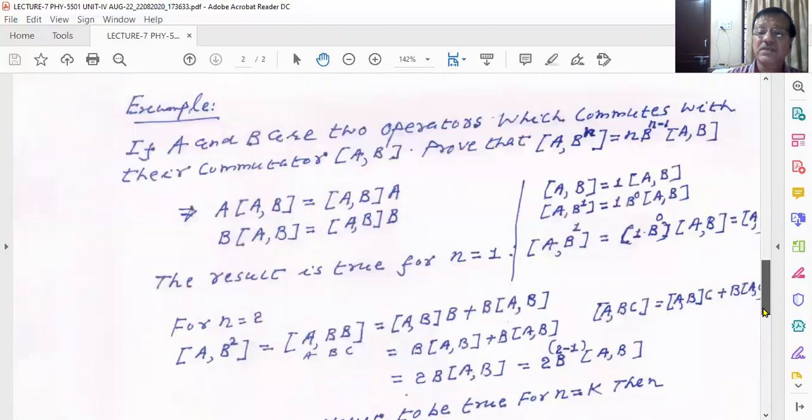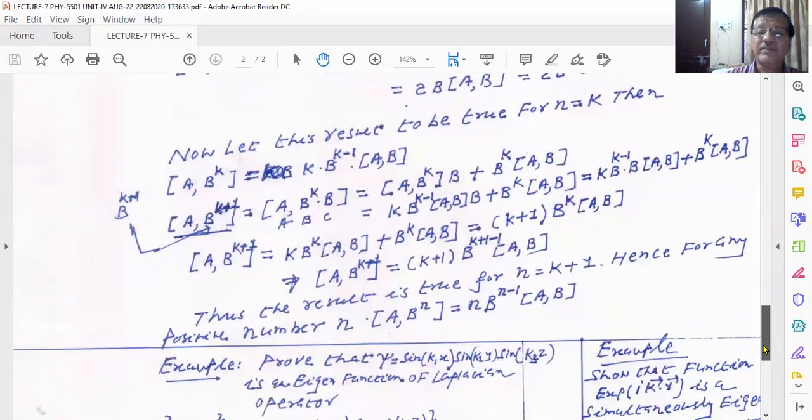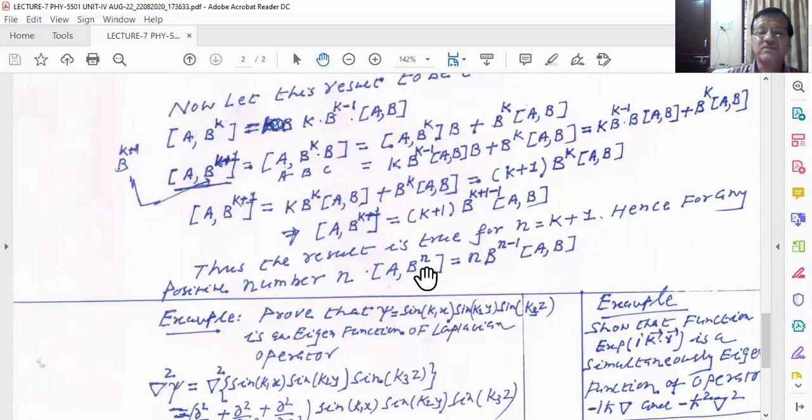So this is ultimately a simple problem, and now you see that the result is true for n equal to k plus 1. Hence, for any positive number n, one can write the commutator of a with b to the power of n is always equal to n b to the power of n minus 1 times the commutator of AB. I hope these results are sometimes useful for other problems.